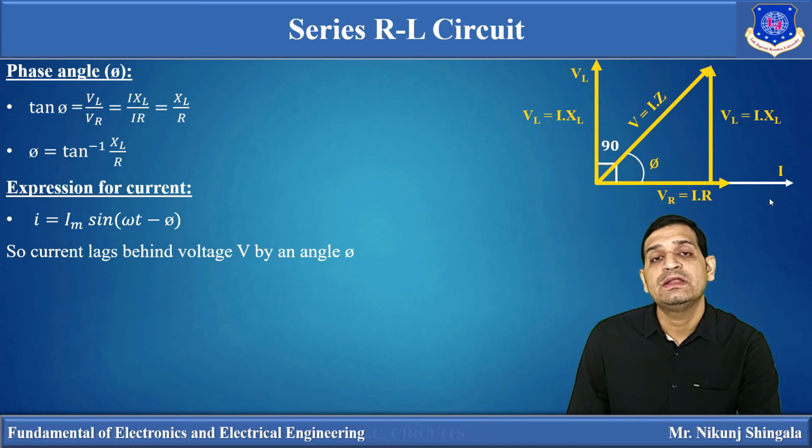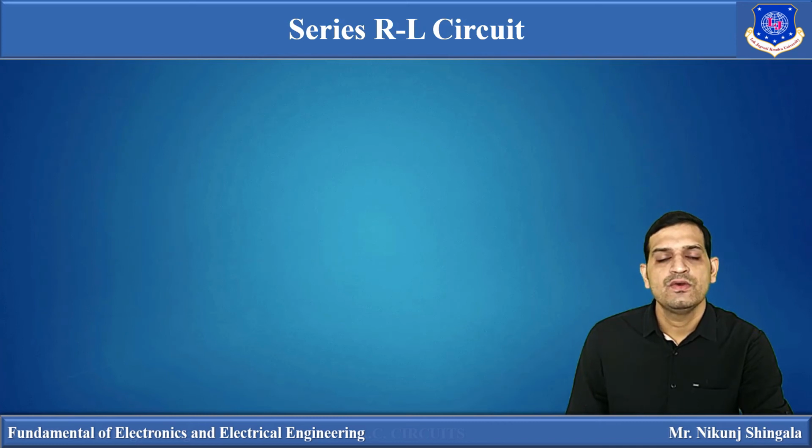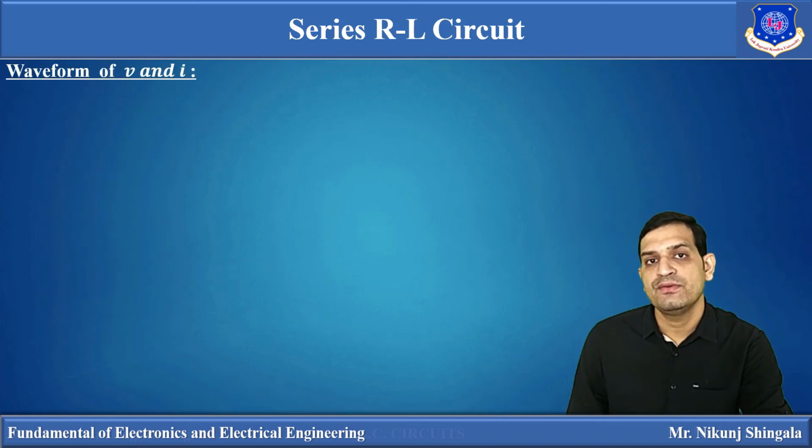So the conclusion for the RL circuit is that current lags behind applied voltage by an angle phi. Now the value of the angle will be dependent on the value of XL and R. Now drawing the waveform of voltage and current simultaneously. We know the expression of V is Vm sin omega t, and the expression of I which we got is Im sin (omega t minus phi).